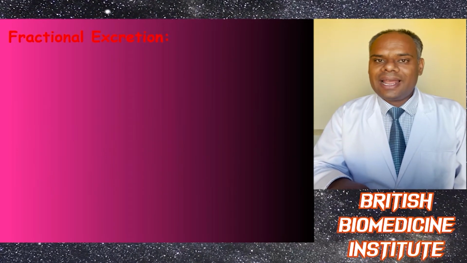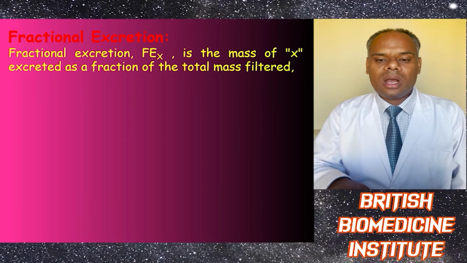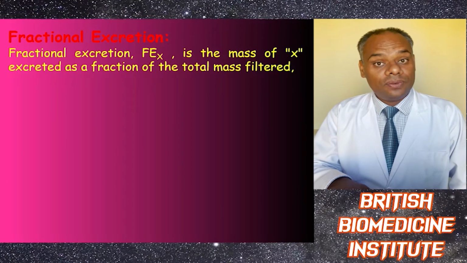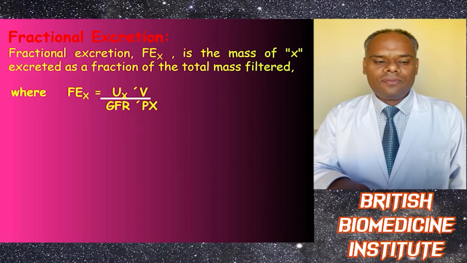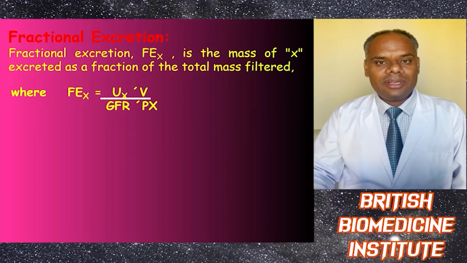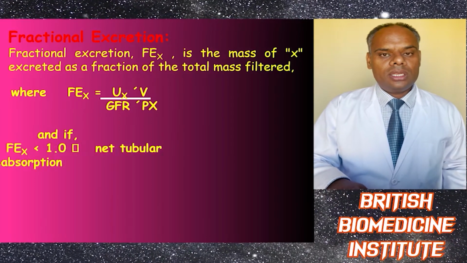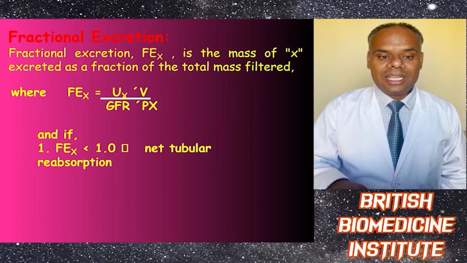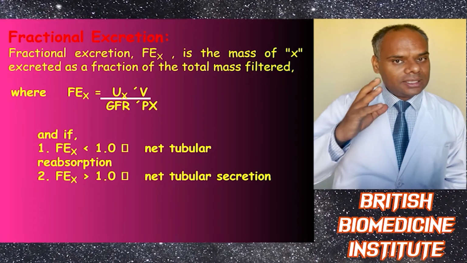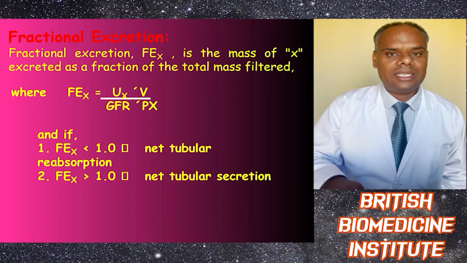So now comes the fractional excretion. Fractional excretion, or FEx, is the mass of X which has been excreted as a fraction of the total mass filtered. So FEx is equal to Ux times V divided by GFR times Px. If FEx is less than 1%, then there will be net tubular reabsorption. And if it is greater than 1%, then there will be net tubular secretion.